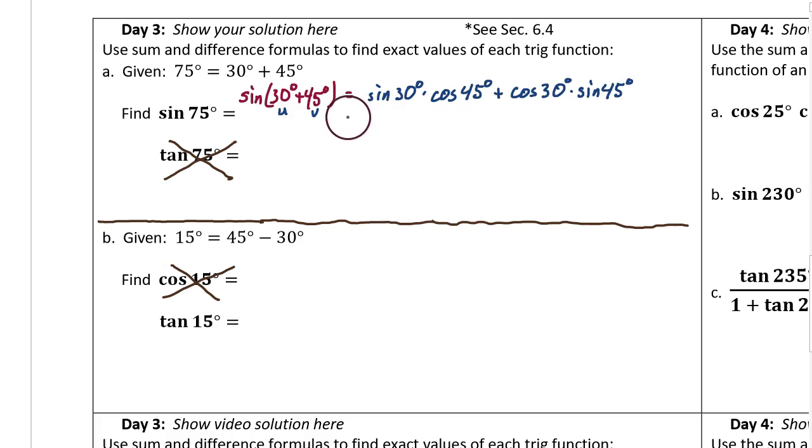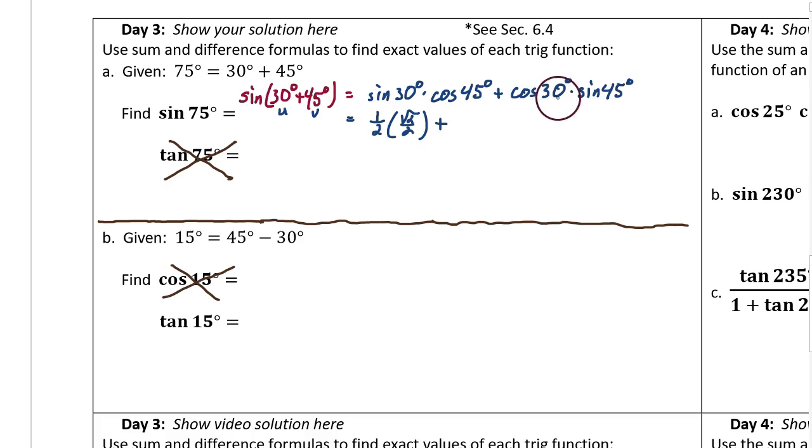The reason this is helpful is because we could look on the unit circle and get all four of these values. The sine of 30 degrees is the y value of the dot at the 30-degree angle. That's 1/2. The cosine of 45 degrees is the x-coordinate of the dot at 45 degrees. That's the square root of 2/2.